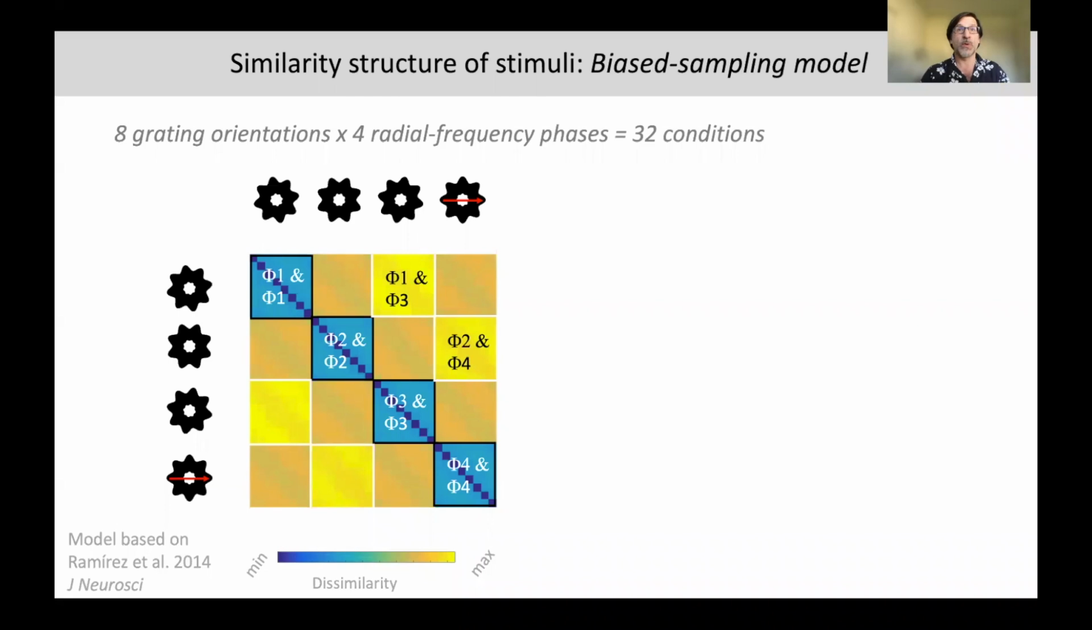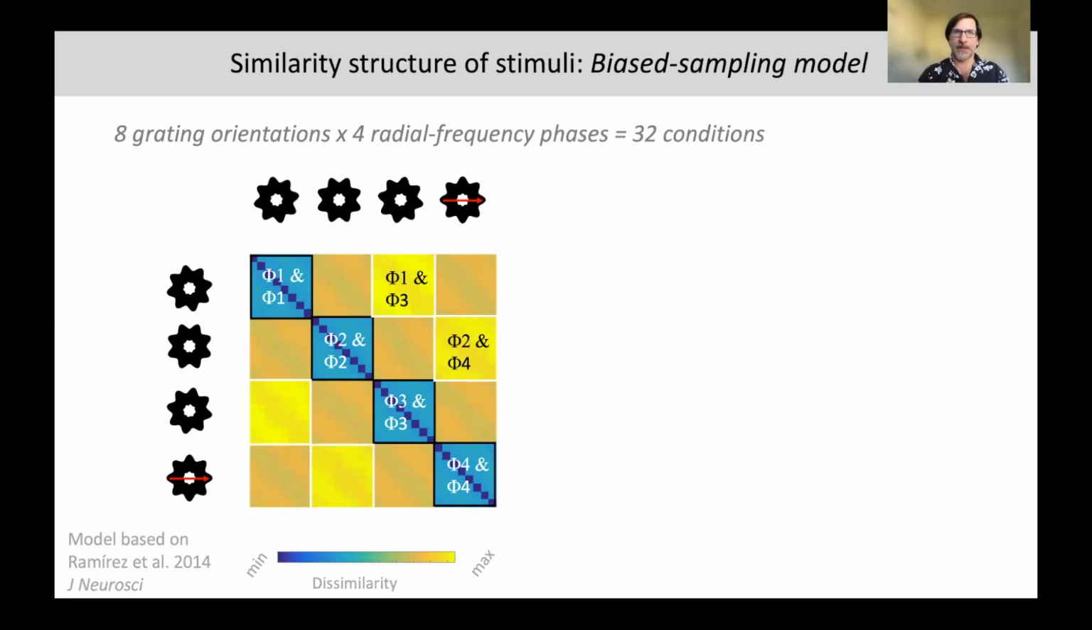For simplicity, we will ignore for now the contrast manipulation in our experiment. This will lead to more digestible 32 by 32 dissimilarity matrices, like the one shown here, instead of 96 by 96. This matrix shows all pairwise dissimilarities of the flower-like stimuli according to a model instantiating the bias sampling mechanism. Throughout the talk, we will always rely on the correlation distance as a measure of pattern dissimilarity. Each of the 8x8 blocks highlighted in this matrix captures the expected dissimilarity structure for our 8 grating orientations for a specific pair of radial frequency phases.